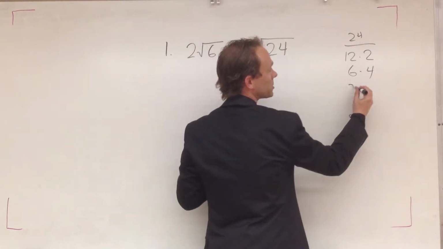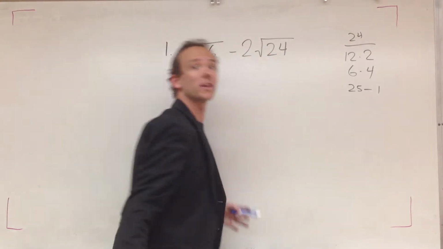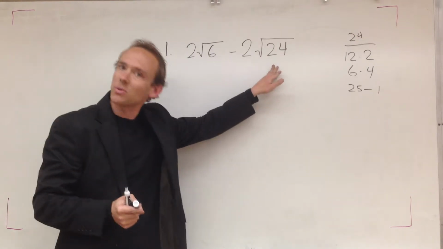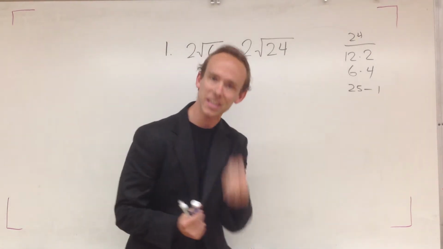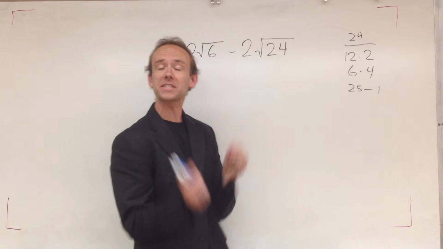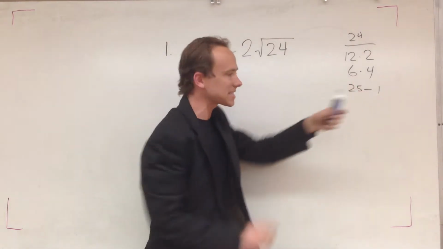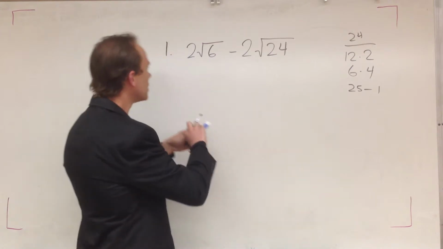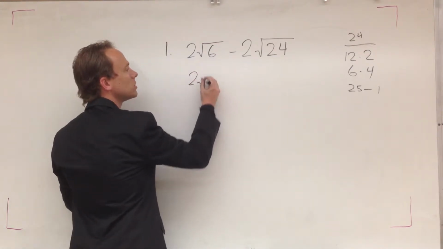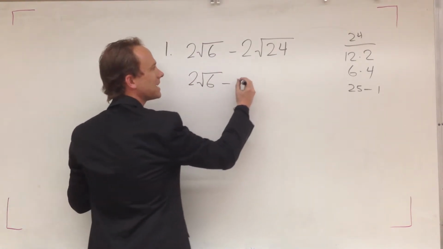I don't know what you want to say. Maybe you want to say it's 25 minus 1. I mean, we can represent 24 in a variety of ways. And one of these ways is going to be very useful. I'm liking this one, the 6 times 4, and I'm going to tell you why. Watch. 2 root 6 minus 2.